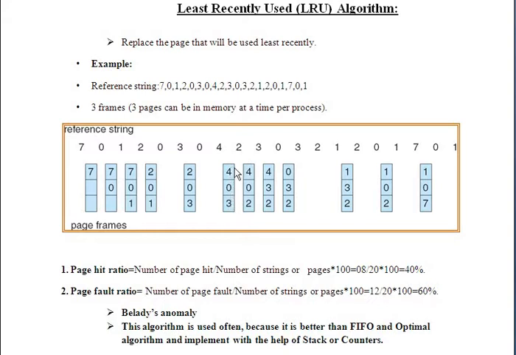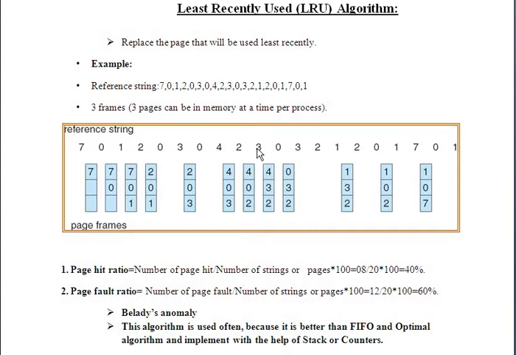Now 2 has to be accommodated. 2 is not there, so a page fault will happen, and as we know the others were page hits. When 2 comes, where to place it? The contents are 4 0 3. 4 is most recently used, 0 is next to it, and 3 is least recently used. So 3 has to be replaced with 2. The frames will be filled with 4 0 2.